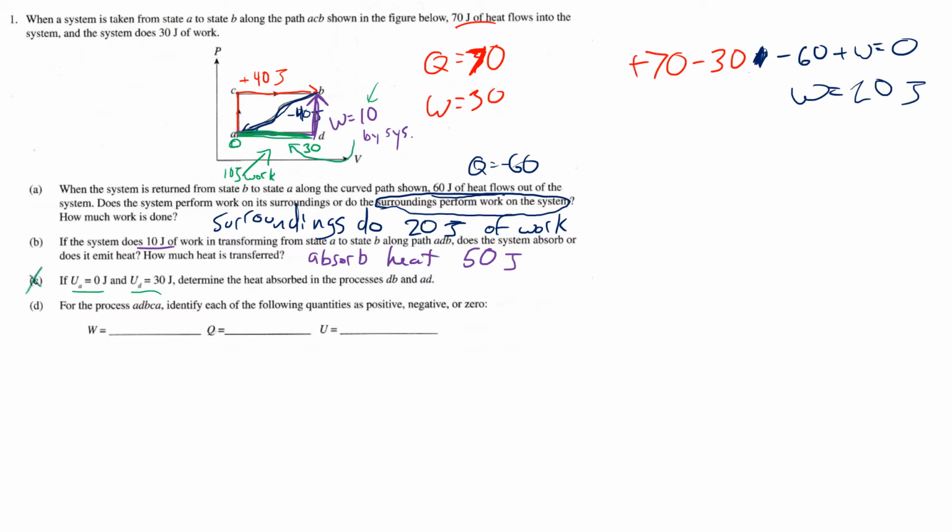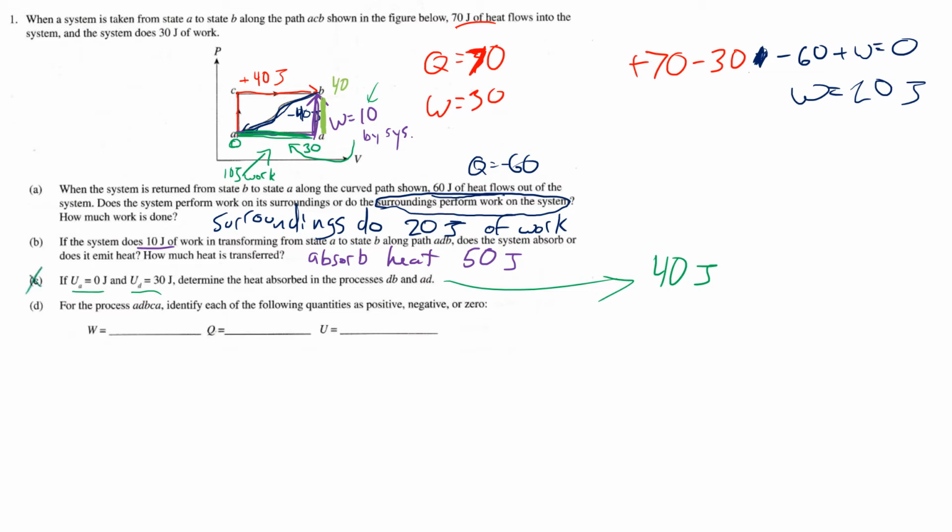If we're going from A to D along that green line right there, that means that we have to go up by 30, but we're going to lose 10, so the heat absorbed is going to be 40 joules. Now, for the second half of this, we'll use light green here. For this side of it, this point right here is at 40. We know that already.